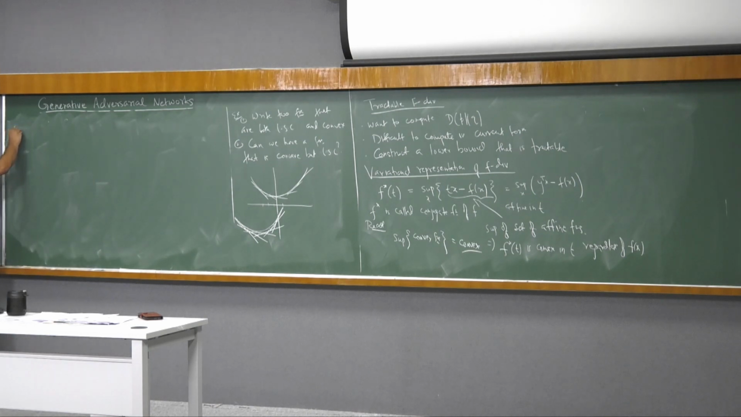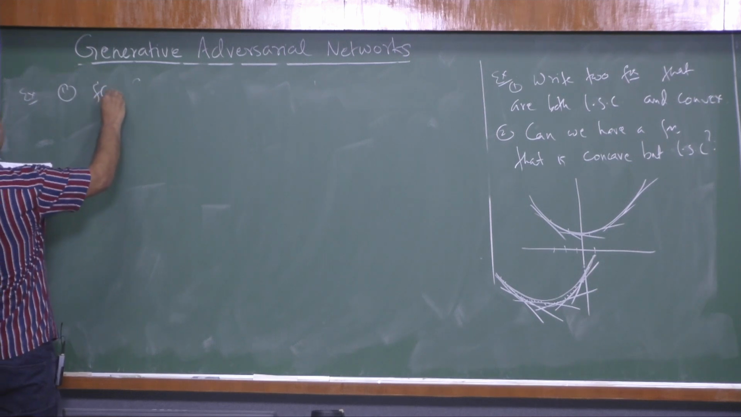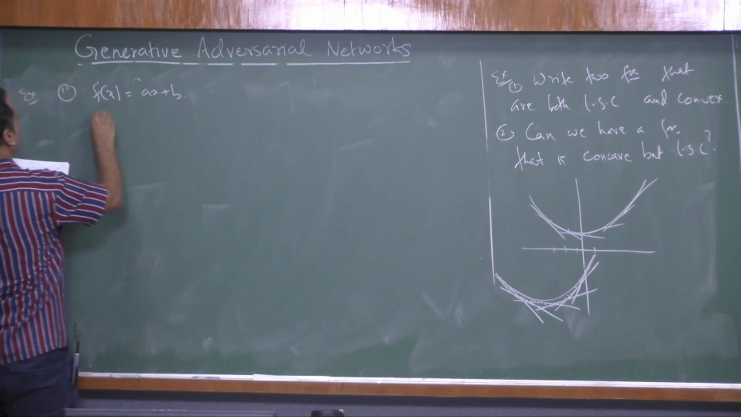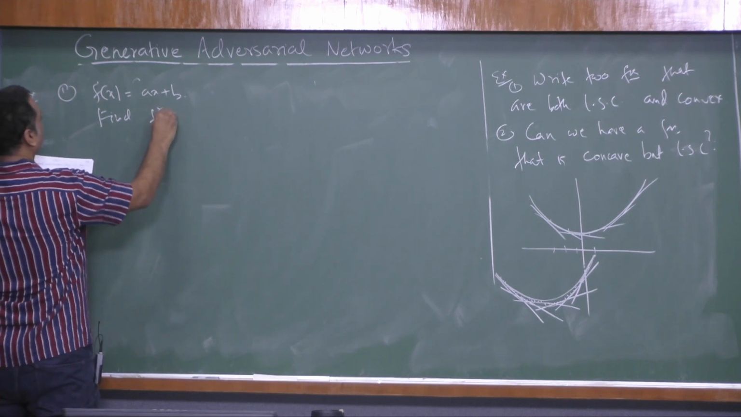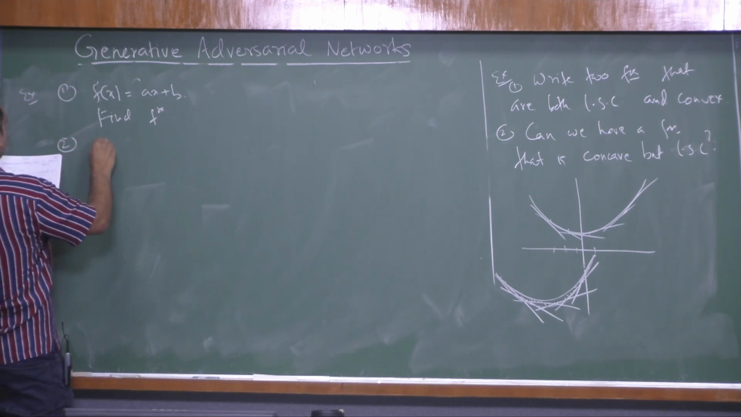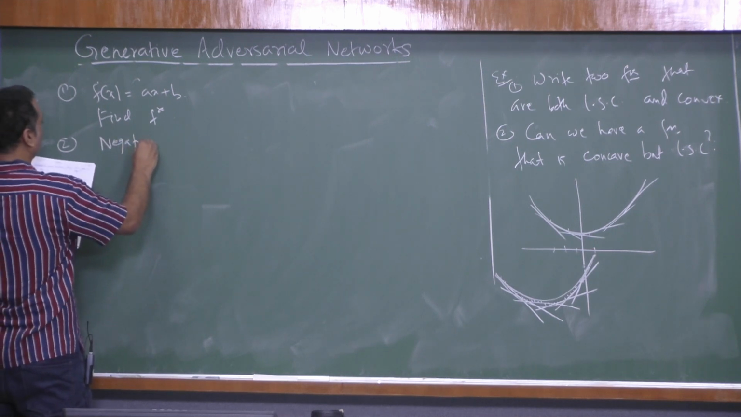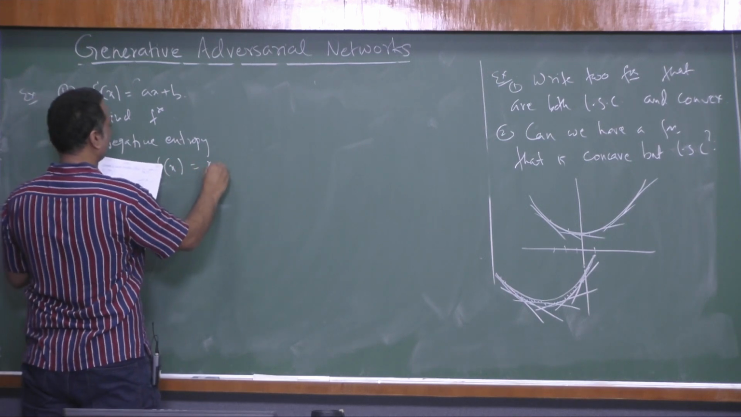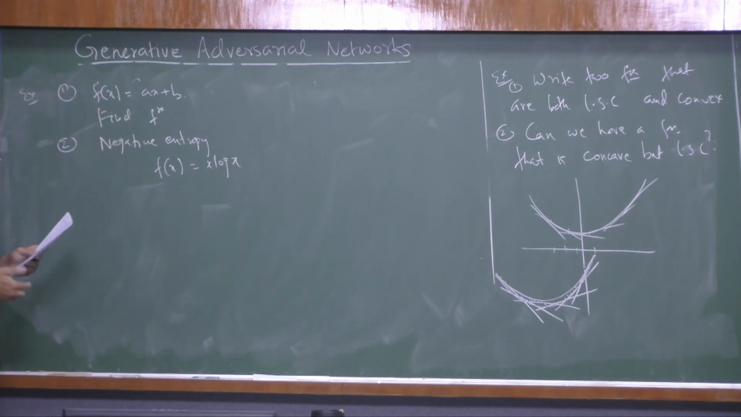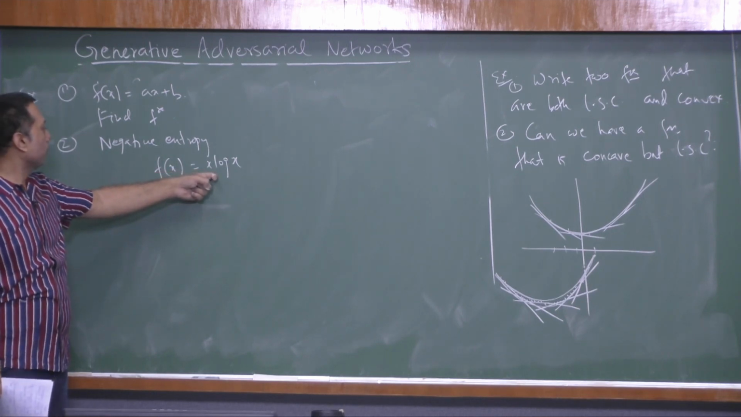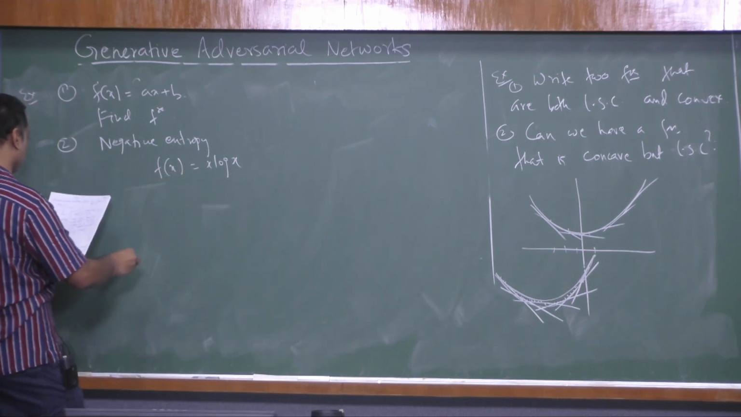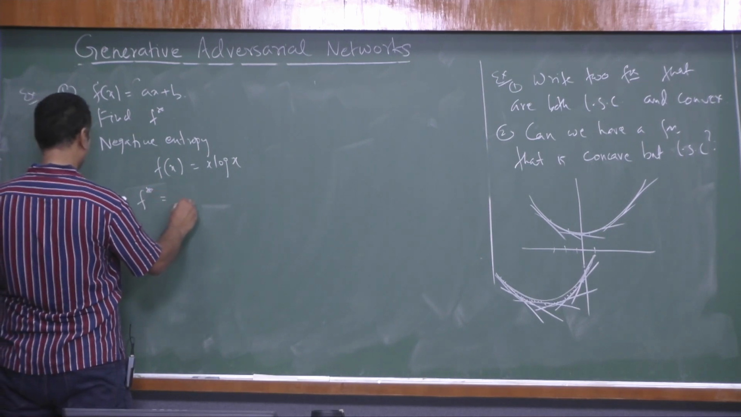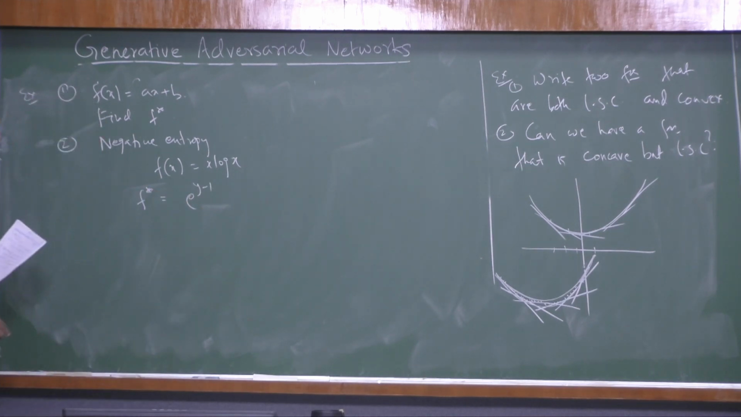So for these, a very quick thing is, given f(x) is ax plus b, find f star. These are exercises for you. And negative entropy, you can try this. Given f(x) is x log x, in fact this is exactly what is needed for the KL divergence, right? So this is interesting. In this case, f star will be e to the y minus 1. These are the exercises that you may try to do. You have to solve that supremum problem basically.